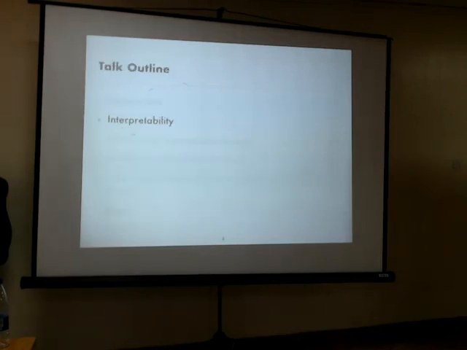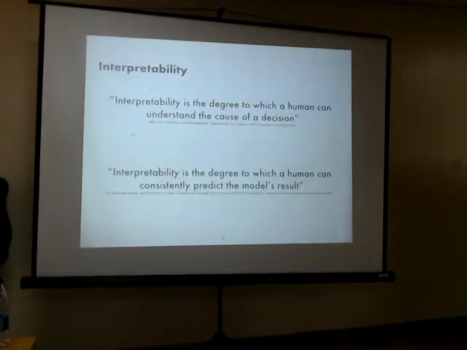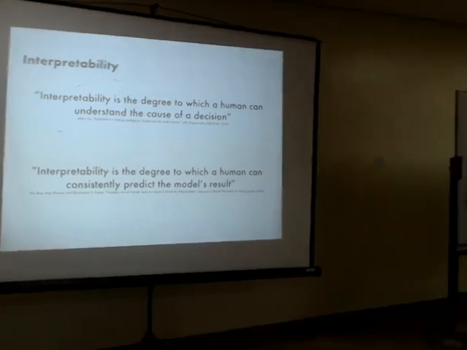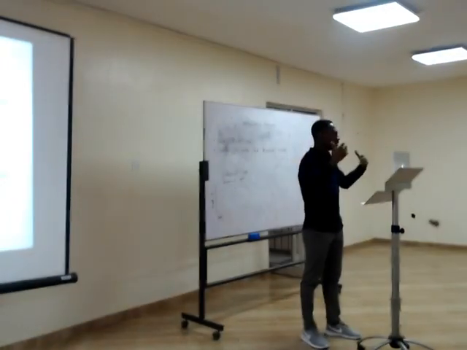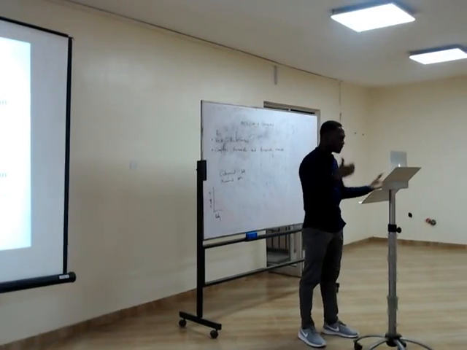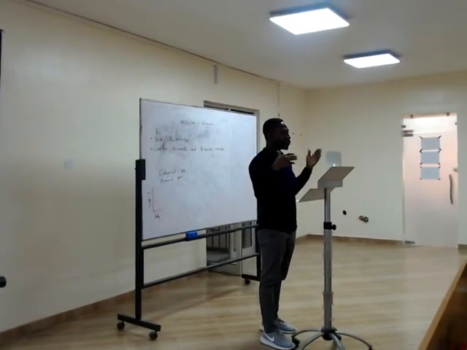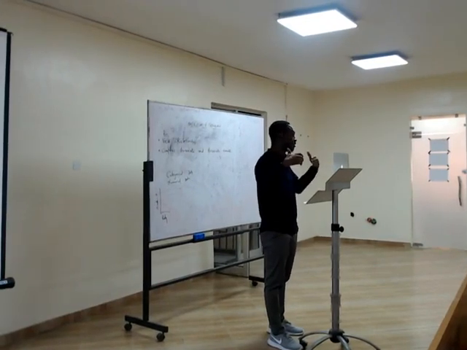I will be talking about interpretability now. There are a bunch of definitions people in industry and academia have come up with. The first one is from Tim Miller, and it basically says interpretability is the degree to which a human can understand the cause of a decision. So to what degree can I understand this model I built? Do I know why it's making that decision? That's very important, and we'll talk about why it's important to be able to interpret the results of machine learning models.